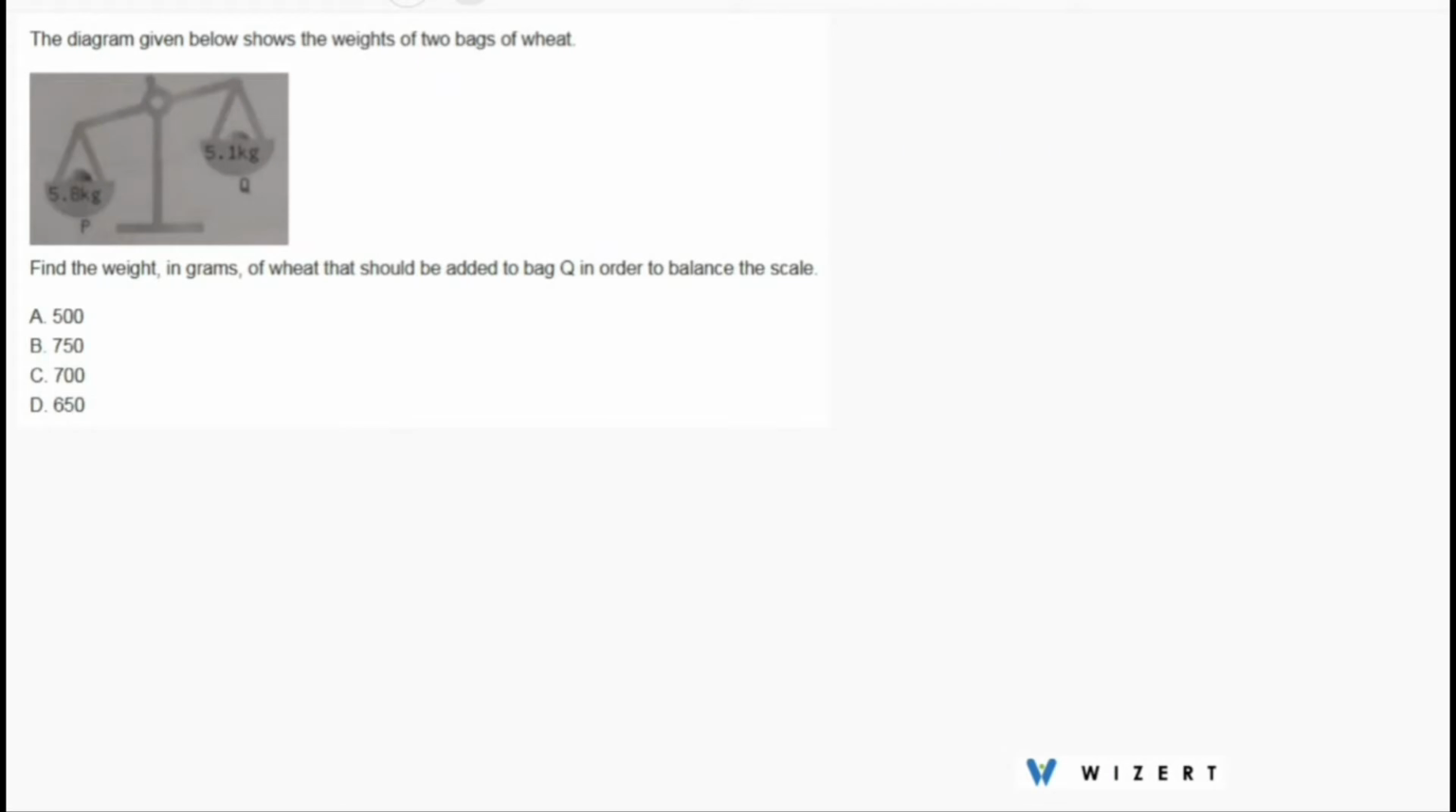We have this question here. The given diagram shows the weights of two bags of wheat. Find the weight in gram of wheat that should be added to bag Q in order to balance the scale.